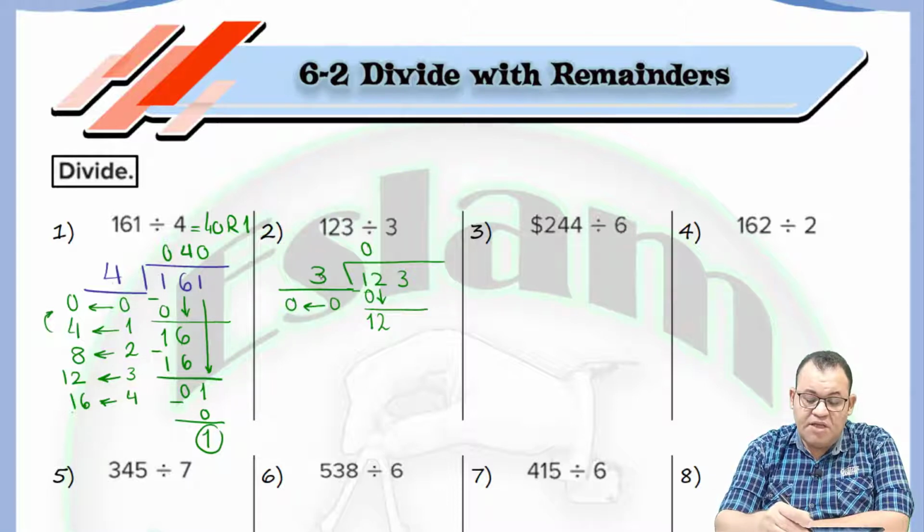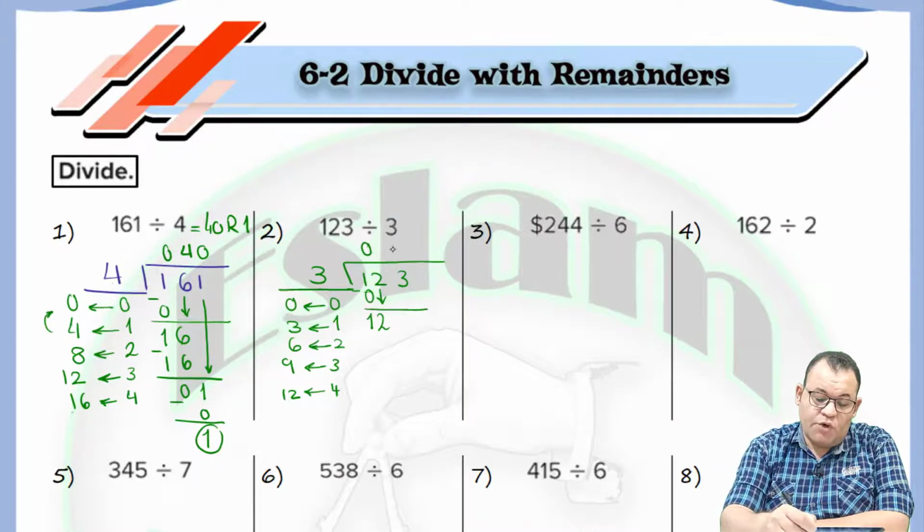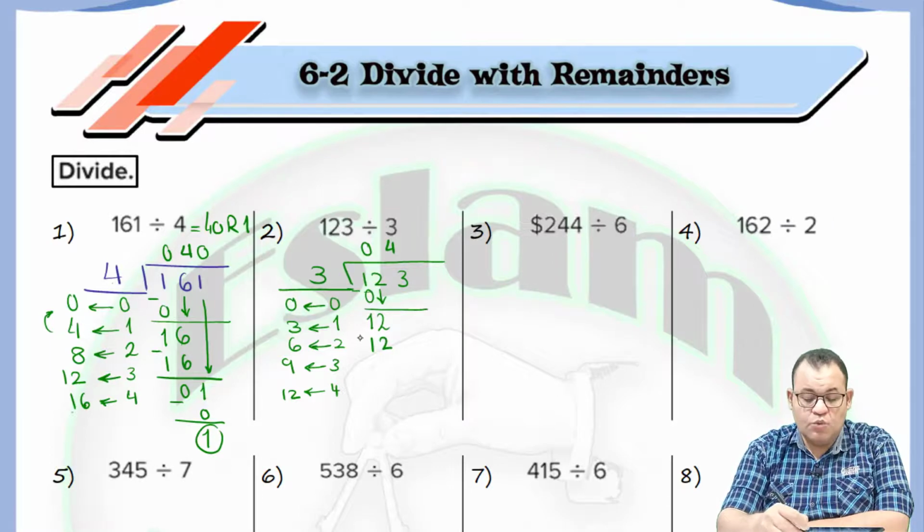If I multiply it by 3, the answer should equal 12. So by using the timetable, 1 times 3 equals 3. 2 times 3 equals 6. 3 times 3 equals 9. 4 times 3 equals 12. Because we find 12, I will write 4 up and 12 down, because 4 multiplied by 3 equals 12. Once you find two numbers under each other, subtract them. 12 minus 12 equals 0. Now after subtracting, bring down the next number, which is 3.